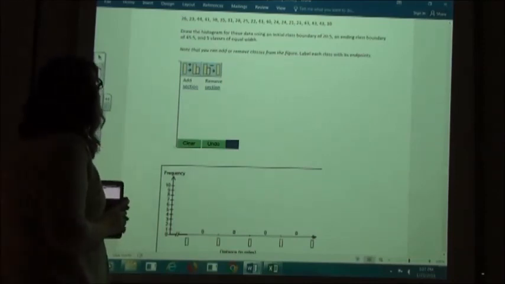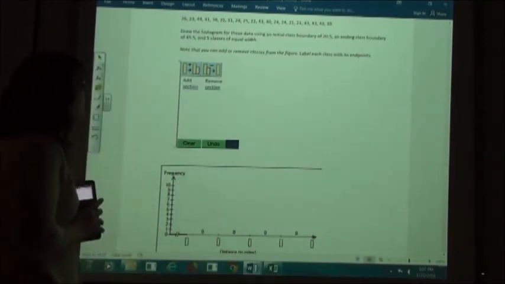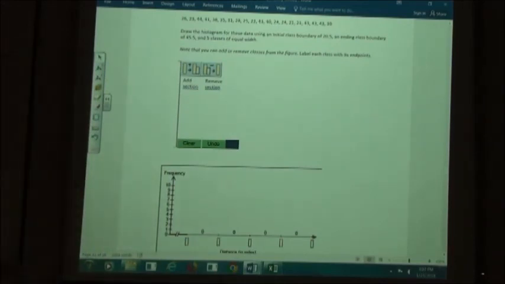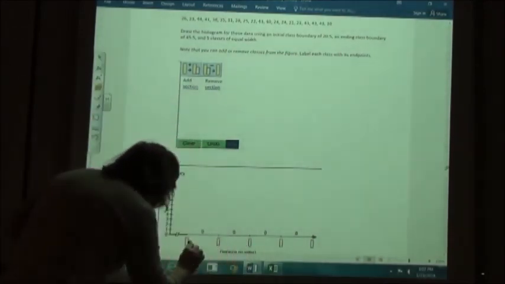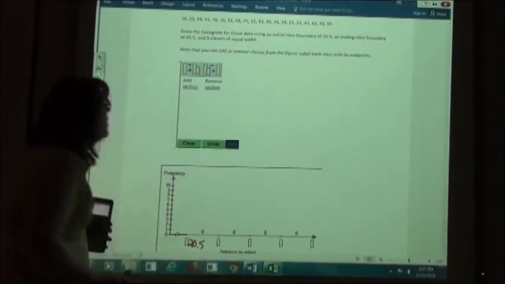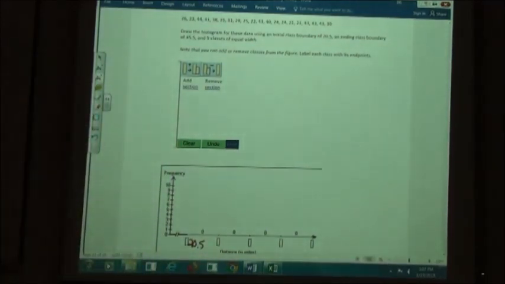So this one says draw the histogram for these data with an initial class boundary of 20.5 and an ending class boundary of 45.5 and 5 classes of equal width. So this is like the first one. We know we're going to start at 20.5 and we know the end's going to be at 45.5, but we have to figure out how much is between each of those. How did we find what our class width was?